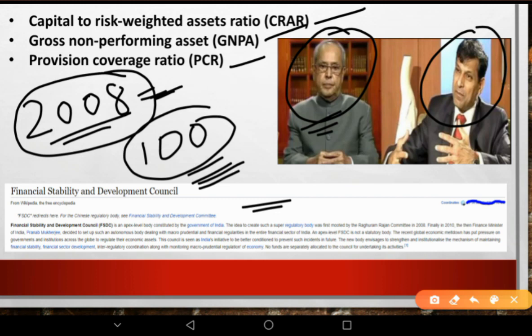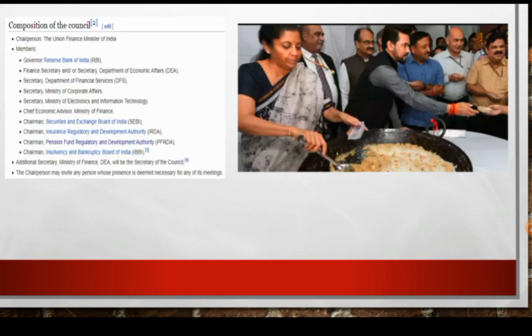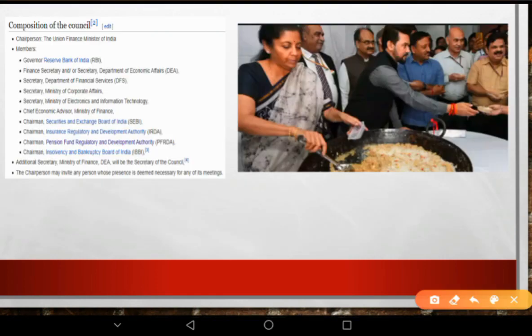And this is not a statutory body, so you can clearly see here, this is not a statutory body, and apart from that, all these tasks are done by this committee: Financial Stability, Financial Sector Development as well. So in 2010, the Finance Minister of India, Pranab Mukherjee, allowed this reform to be established in RBI. After 2010, it publishes 2 reports every year, and this is the 21st report, published in 2020.